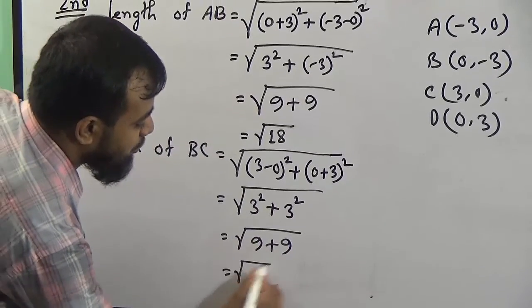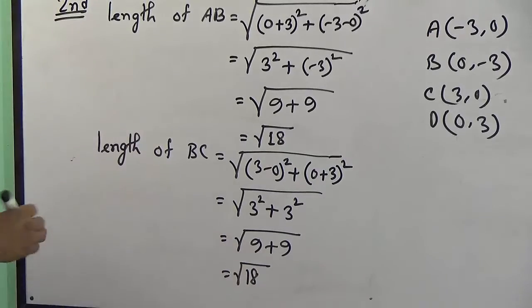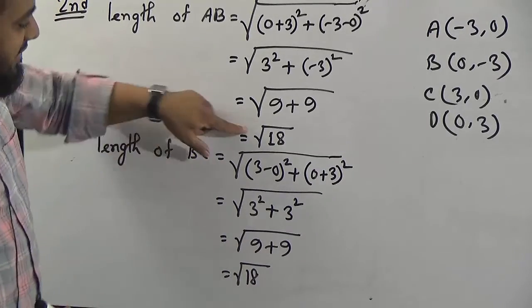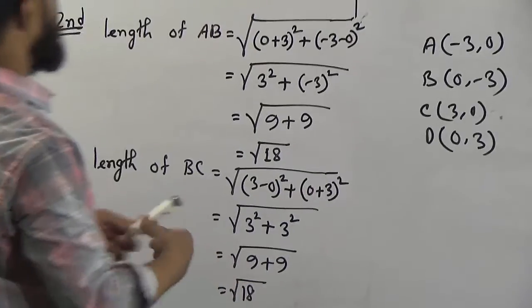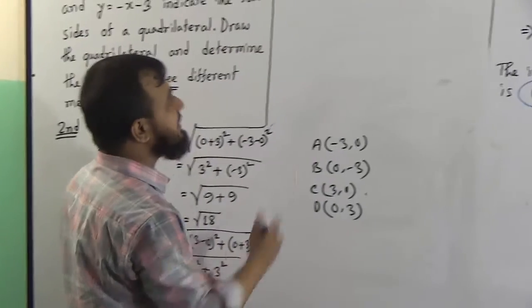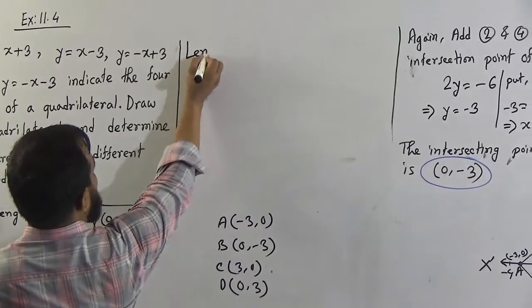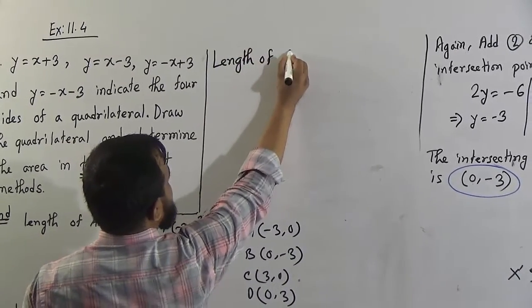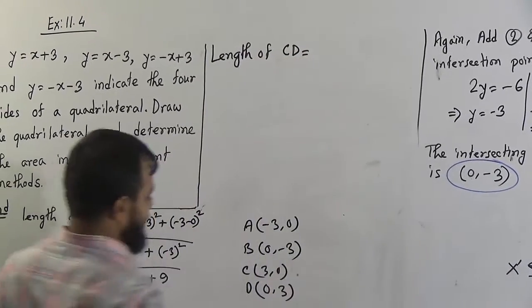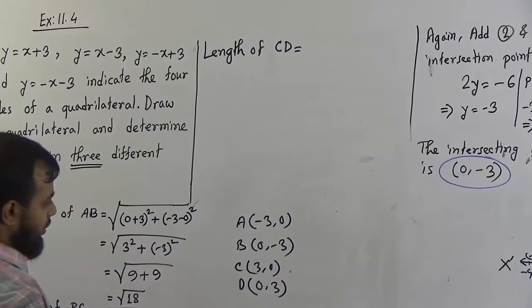That's equal to square root of 18. So the length of BC and the length of AB is similar. Root 18 is square root of 18. Now we need to find out the length of CD and DA also. Okay, the length of CD is equal to, now I am going to find out the length of CD.